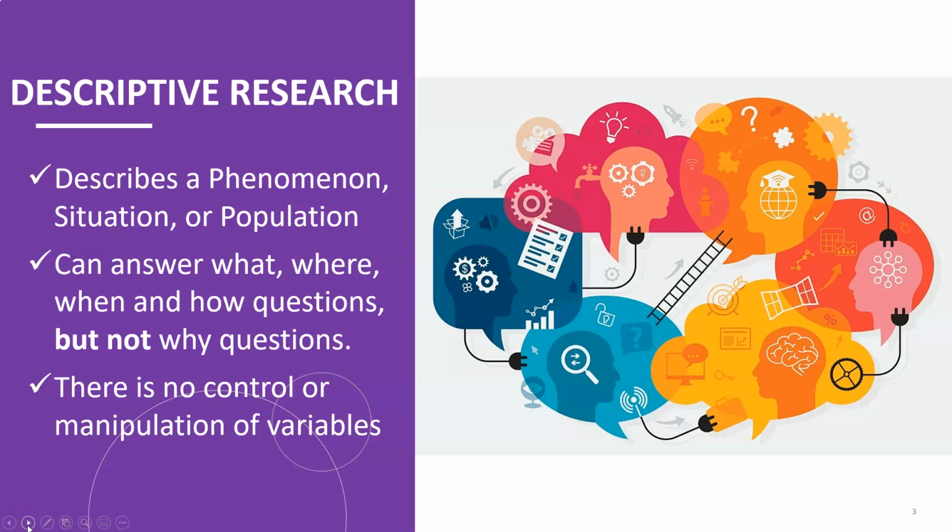Now, moving on, first we're going to begin with descriptive research. Well, descriptive research describes a phenomenon, a situation, or a population. That's all it does. It describes. It can answer the what, where, when, and how questions, but not why questions. There is no control or manipulation of variables whatsoever.